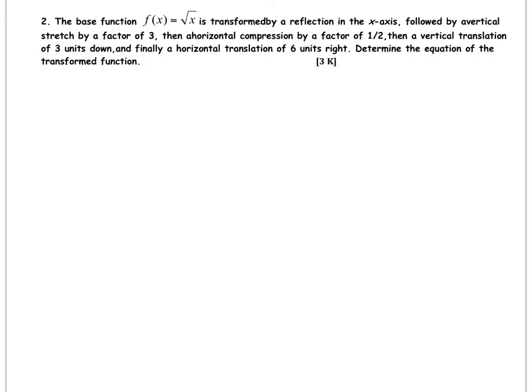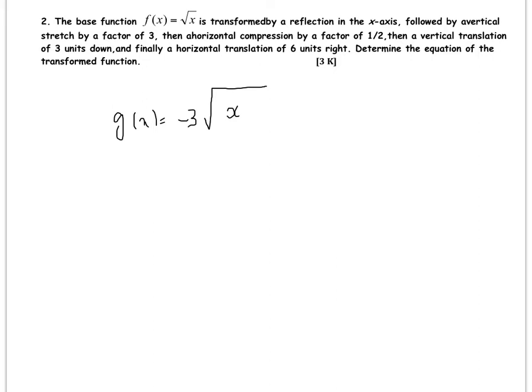So we are going to say g of x is going to be minus square root of x here. I'm going to write it with as much space as possible because as we go along we are going to add coefficients to every term here. Now the next transformation is a stretch by a factor of 3 vertically, so I'm going to add a 3 here.